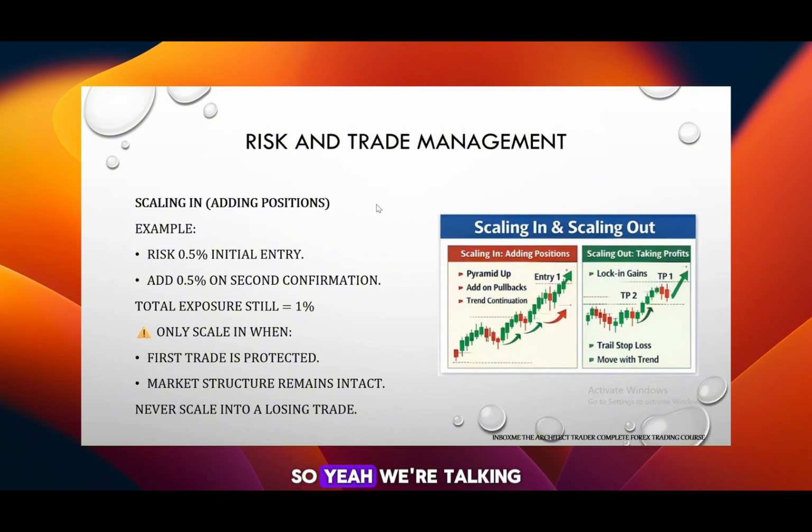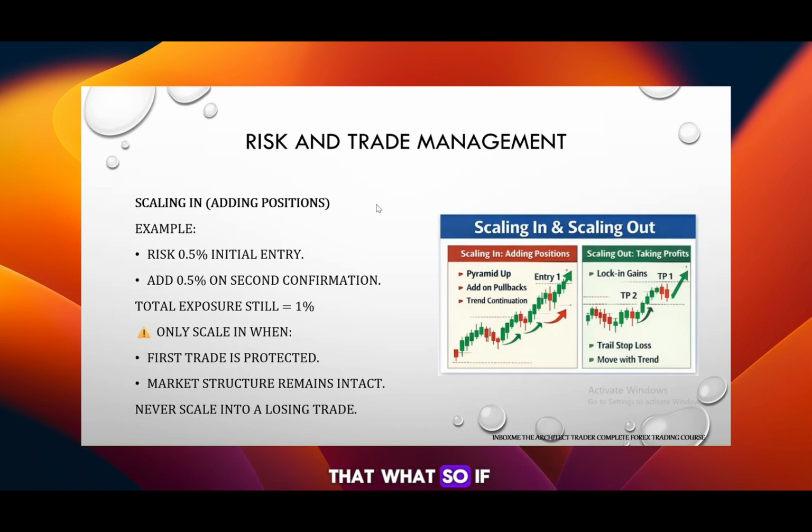So yeah, we're talking about scaling in. This comes in adding positions, but scaling in has two different overviews. All right, so let's say an example is that you're risking 0.5% on your initial entry. Eventually you add 0.5% on second confirmation, it still exposes you to 1%. So let's say you always want to risk 1% per trade. That's what you're always taking. And we say a trade is like a buy or sell, so you can be on a single trade and be holding two positions.